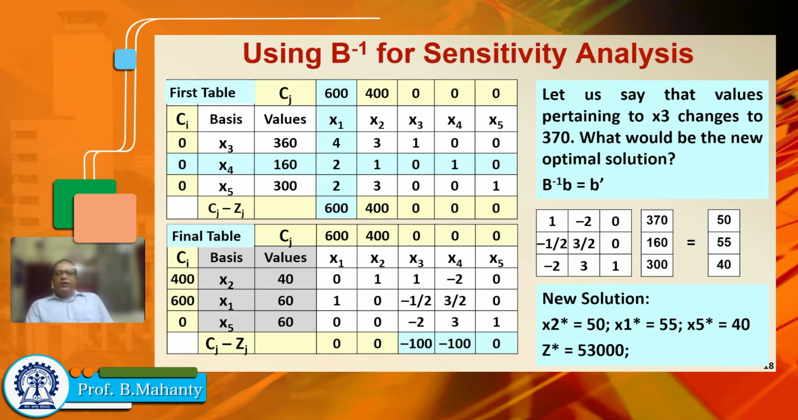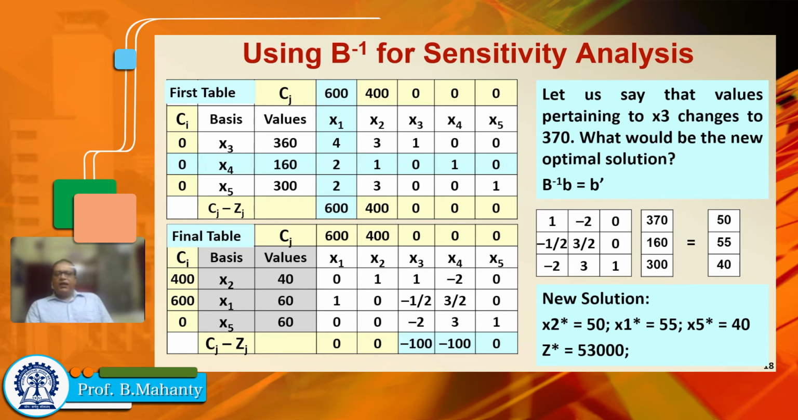Multiply the B inverse matrix with these values, then you will get 1 into 370 minus 160 into 2, that is minus 320, 0 into 300, so 50, is it not? And minus half into 370, 3 by 2 into 160, 0 into 300, you will get 55. All right, so you get 50, 55 and 40, minus 2 into 370, 3 into 160 and 1 into 300. So this 50, 55 and 40, that is the new solution.